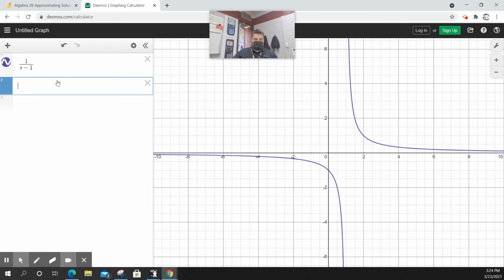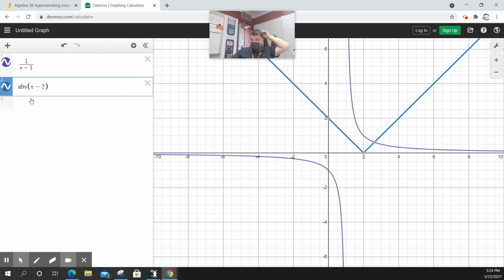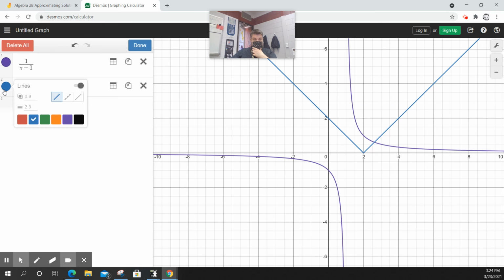And that one is the absolute value of x minus 2. And again, I'm going to change the color to green, so it kind of matches.